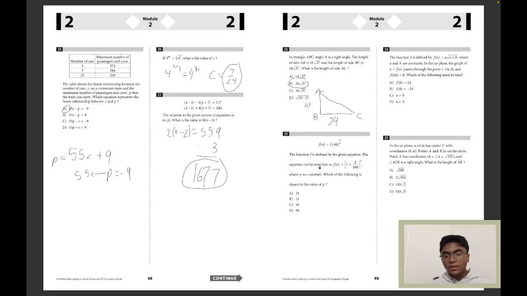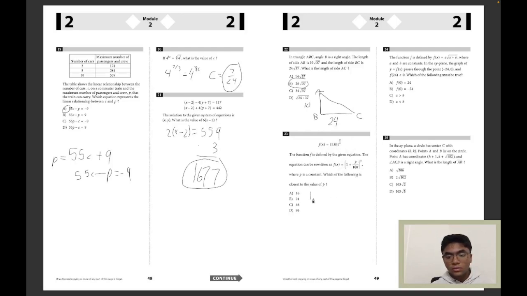The function f is defined by the given equation. The equation can be rewritten as what you see right here, where p is a constant. Which of the following is closest to the value of p? Okay, so this is going to be quite a task. So first, the way I like to do these is that I just get the value and then see what it'll equal, right? So to make it nice and easy on ourselves, let's say x is equal to 4, right? Then if x is equal to 4, then f of x is equal to 1.84. So now let's plug this over here.